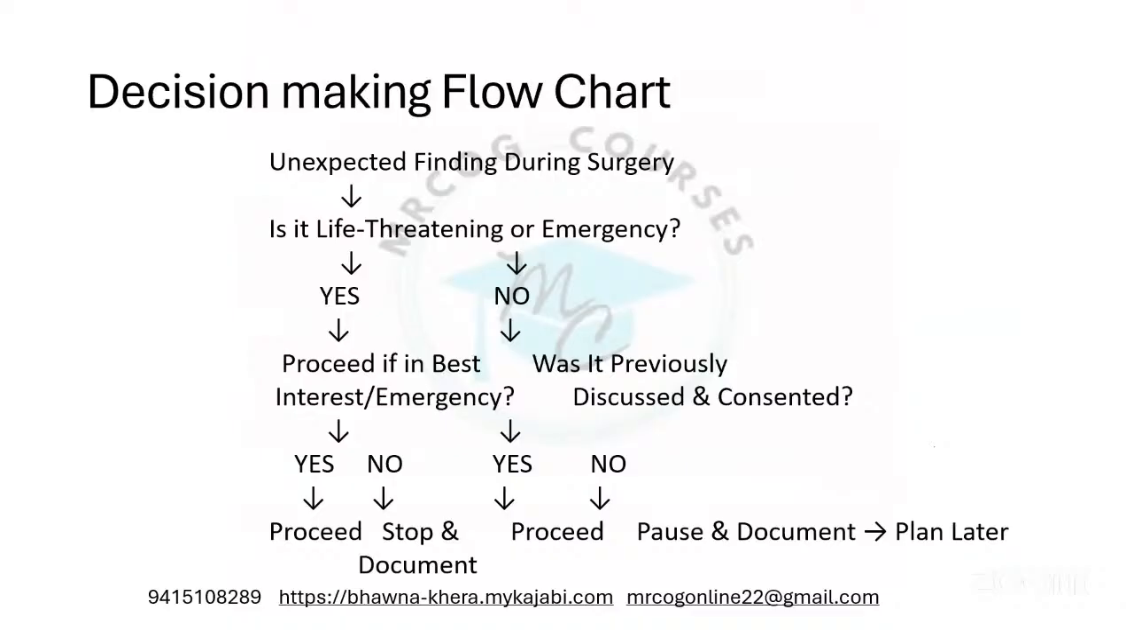Now, the decision-making flow chart. So this is the unexpected finding. How do we go about this particular thing? So, unexpected finding.